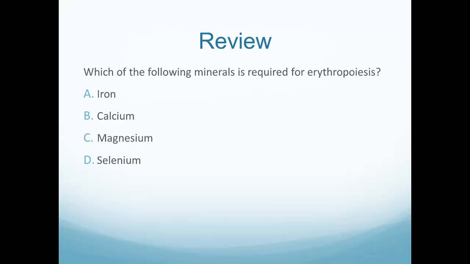Number 3, which of the following minerals is required for erythropoiesis? Yes, iron is required for erythropoiesis. It's a very important component of heme. So we need to have iron available. Now, it is important too that we have our other electrolytes available in the body in order for the patient to be able to develop good, strong cells and to have good, healthy function. But iron is a very important component of erythropoiesis and being able to produce new red blood cells.